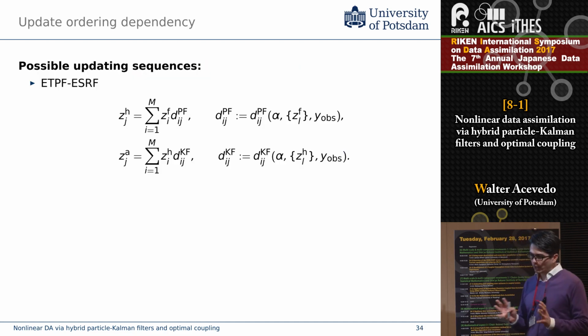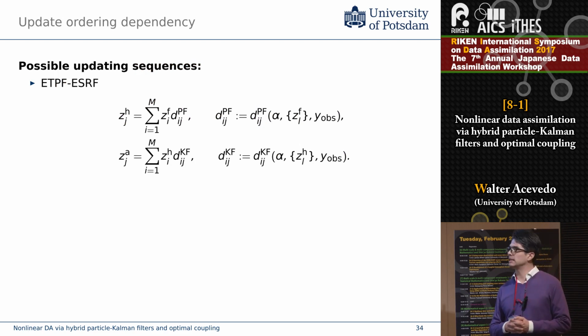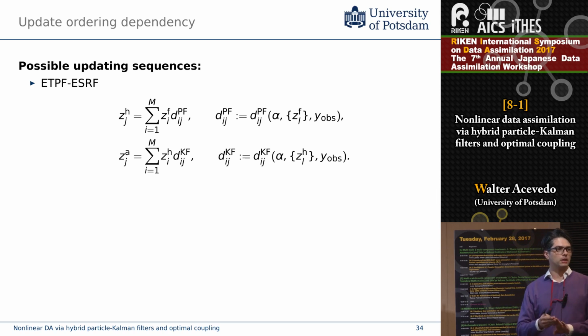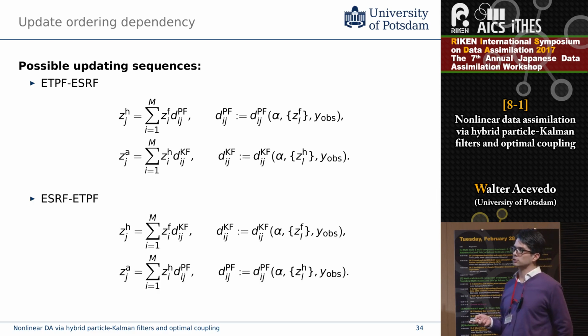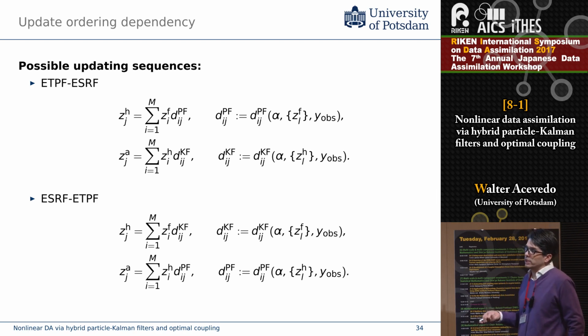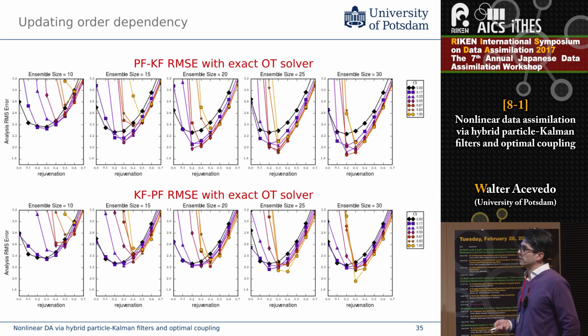Okay. One important aspect of this hybrid is that we can update either first with the particle filter or with the Kalman filter. That's completely okay because both have transform structure. We can just exchange them, which is not the case for other hybrids. So that's something good about this hybrid. We can just select either particle filter first or Kalman filter first. There's no limitation on that. And the question is, which ordering works better?